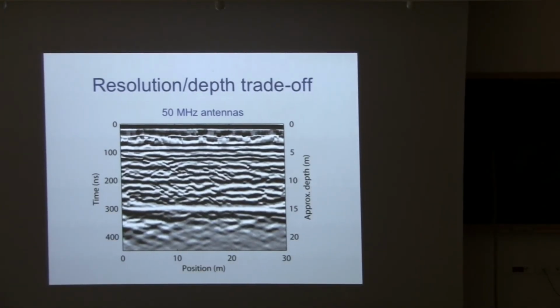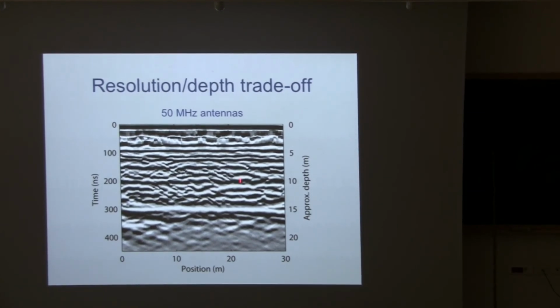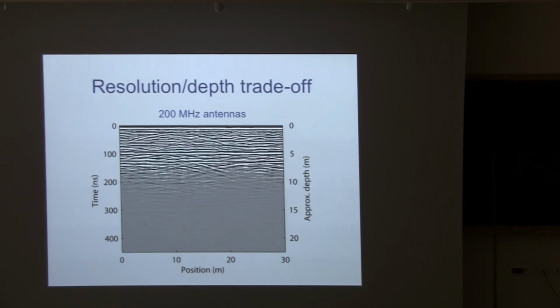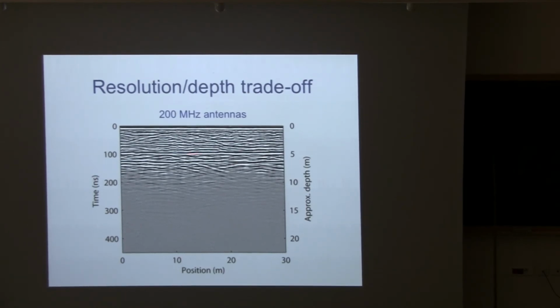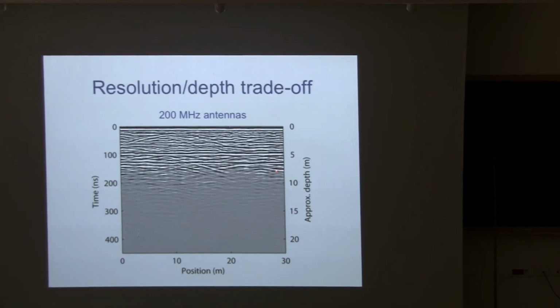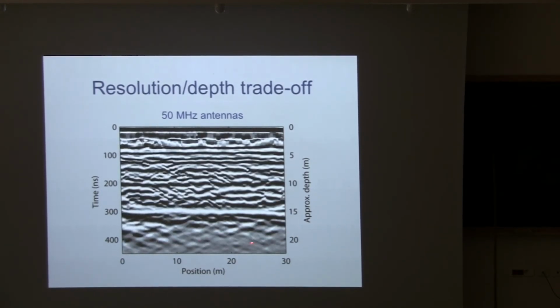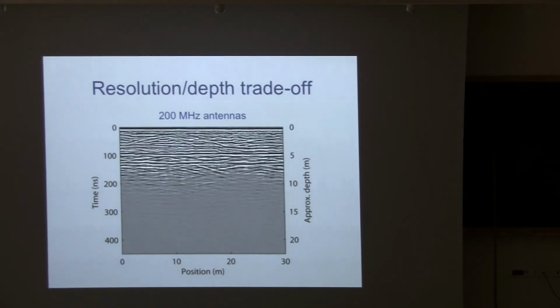So here is the same section with a 50 megahertz antenna, you see some details. You go to 100 megahertz, you see more, and you go to 200 megahertz and you see more. But you can basically see something, in this case, to 8 meters. At 50 megahertz, you had information down to 20 meters. So there's a trade-off here.